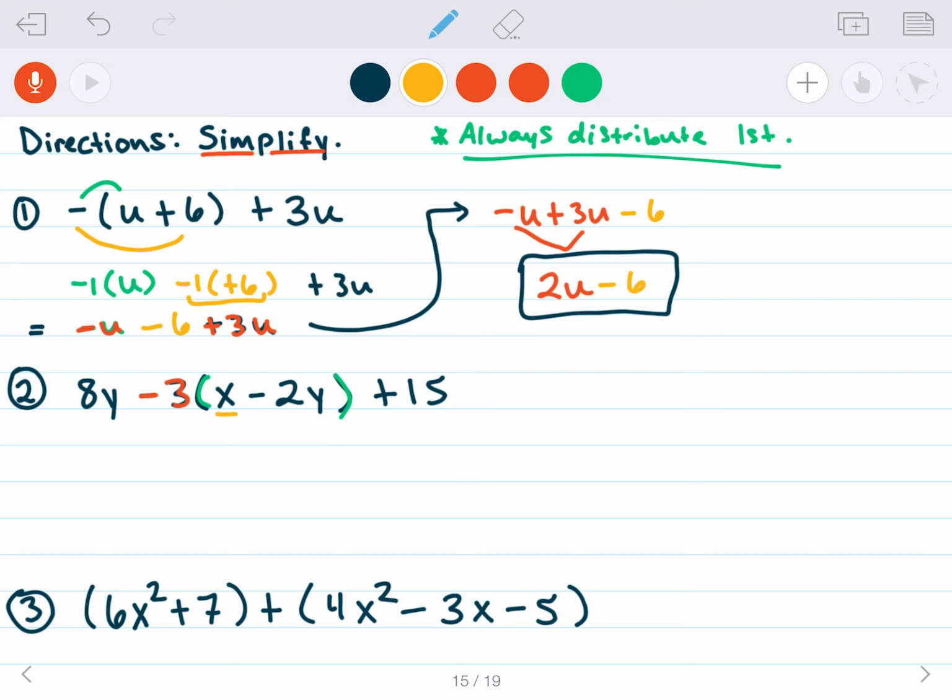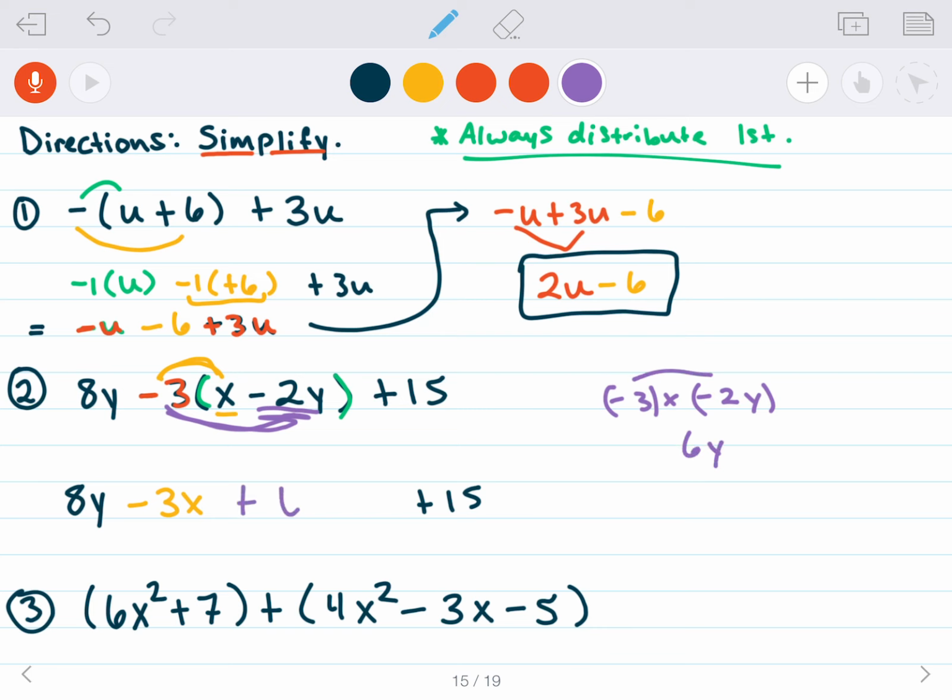So I'm distributing the negative 3 times the positive x, and I'm also distributing the negative 3 times the negative 2y, okay? So I'm going to carry everything else down in black, plus 15. And then the colored stuff, I'm going to do the distributive property. So for the yellow, I have negative 3 times positive x is negative 3x. And then for the purple, I have negative 3 times a negative 2y. Negative 3 times a negative 2y is a positive 6y. Negative times a negative is a positive. So this is going to be a positive 6y.